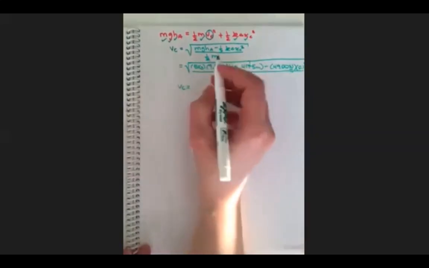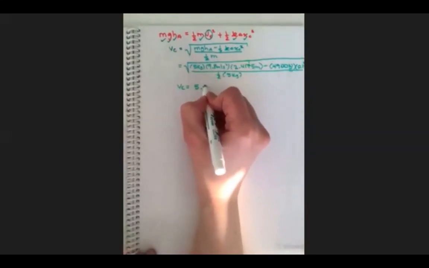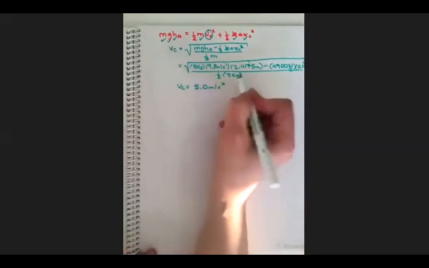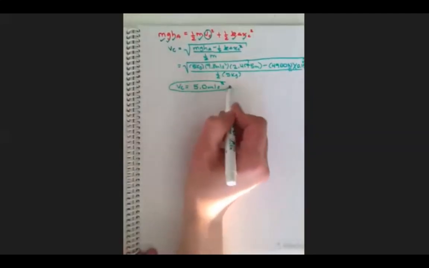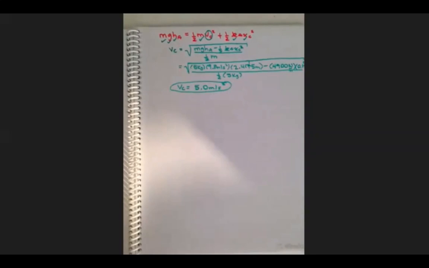For your final speed for this part, you get 5.0 meters per second squared. The last part of this is asking for the maximum acceleration of the car after it hits the spring. The maximum acceleration of the car.